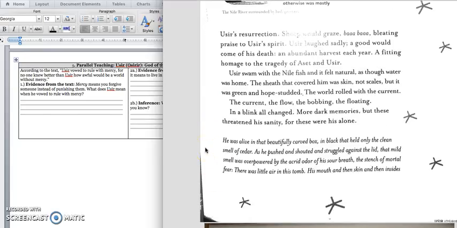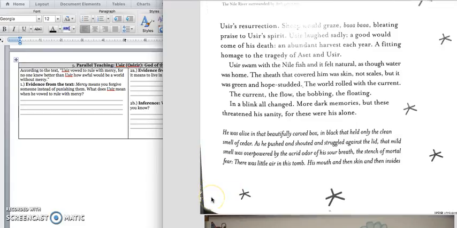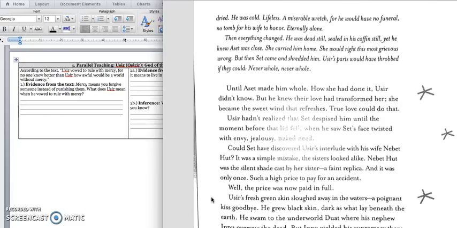Follow along. It says, he was alive in that beautiful carved box in black that held only the clean smell of cedar. As he pushed and shouted and struggled against the lid, that mild smell was overpowered by the acrid odor of his sour breath, the stench of mortal fear. There was little air in this tomb. His mouth and then skin and then insides turned the page. Dried. He was cold, lifeless, a miserable wretch, for he would have no funeral, no tomb for his wife to honor, eternally alone. So Usir remembers getting thrown into the box by Set, and he remembers dying in that box.